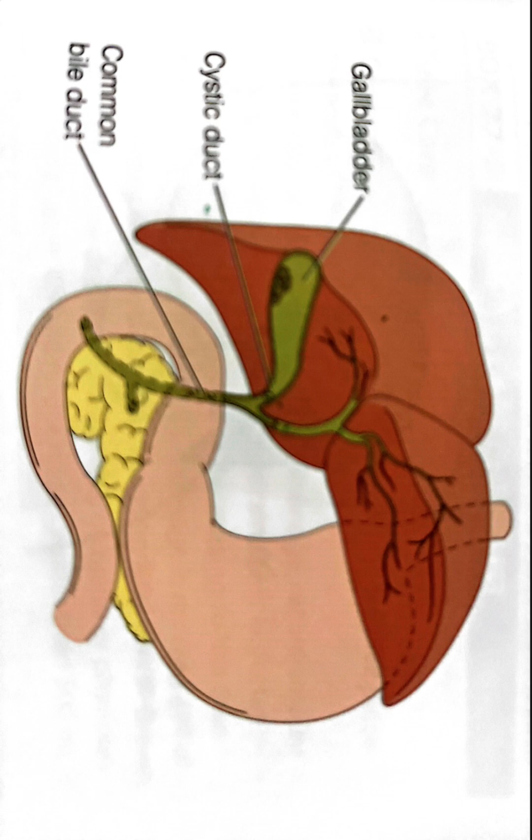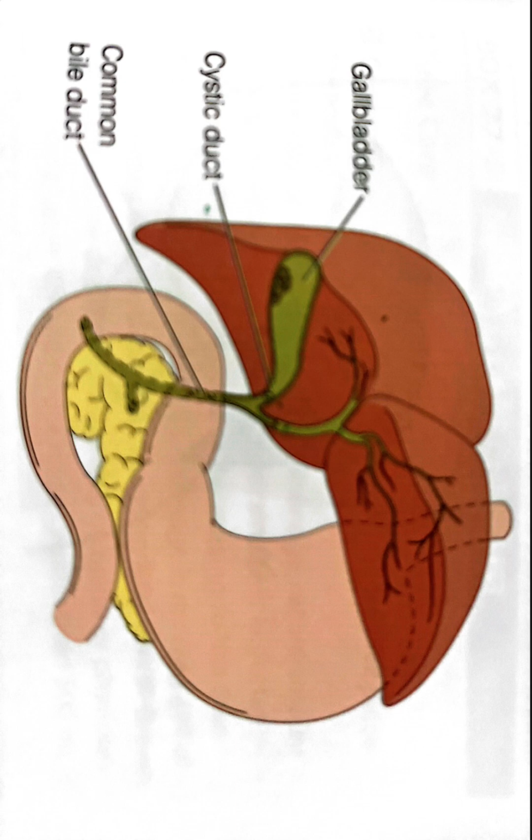We also have laparoscopic cholecystectomy, which is less invasive. So the abdomen is insufflated with CO2, and then they introduce a laparoscope through a small incision made in the abdominal area, and then the gallbladder will be deflated and then removed through that abdominal incision.